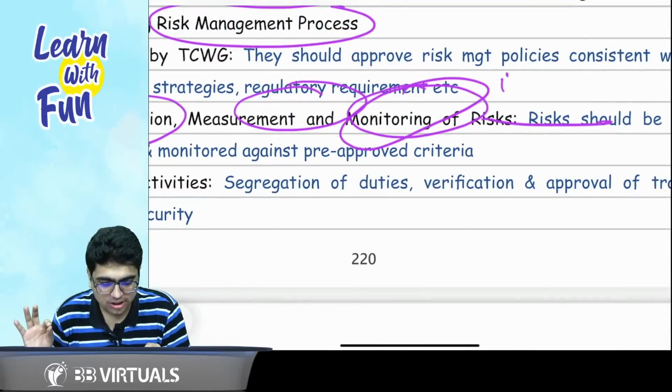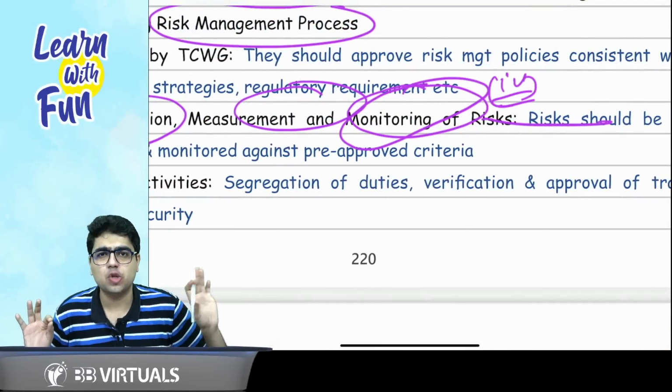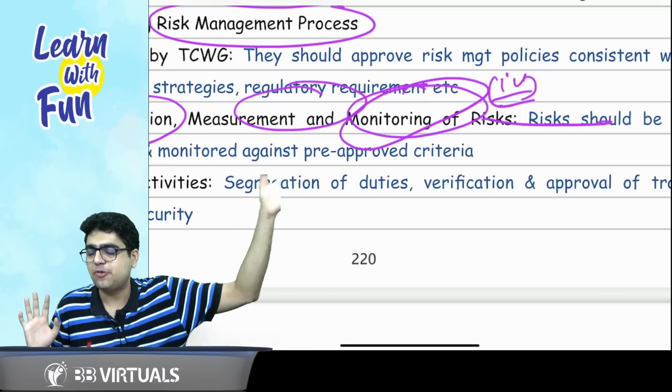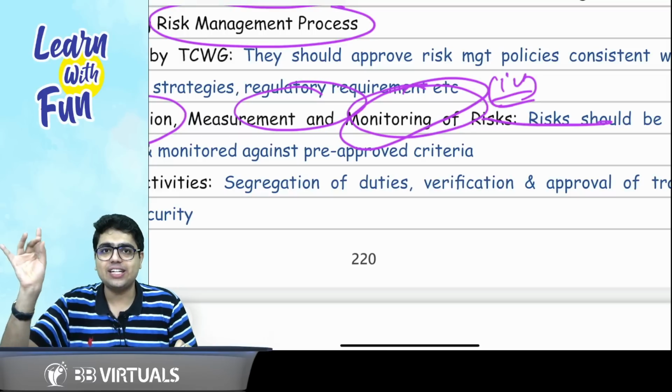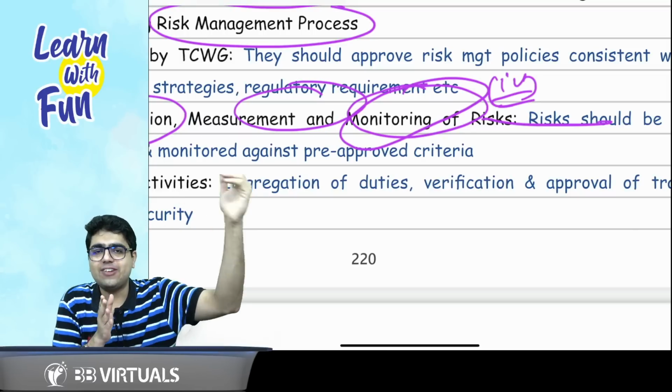Please preserve it for the fourth point. You will not be able to recall the fourth point because the fourth point is hidden here. So identification, measurement, and monitoring of risk. And for every risk, we have a control.